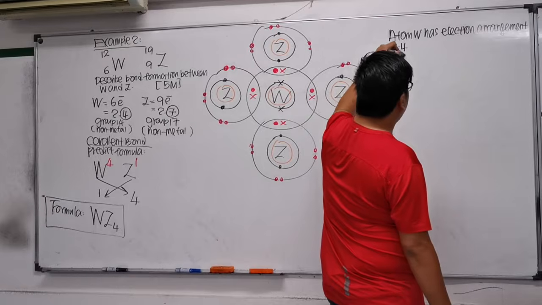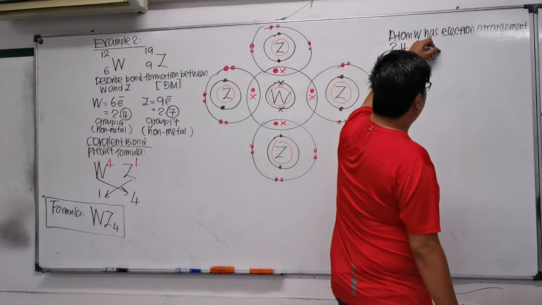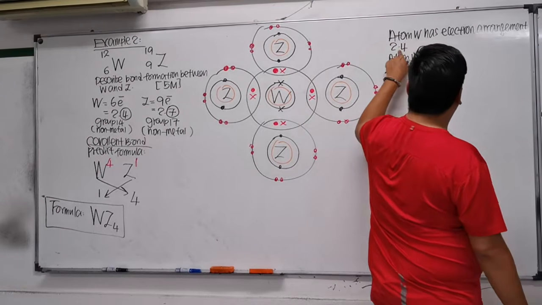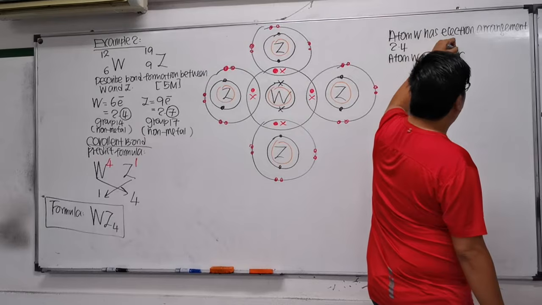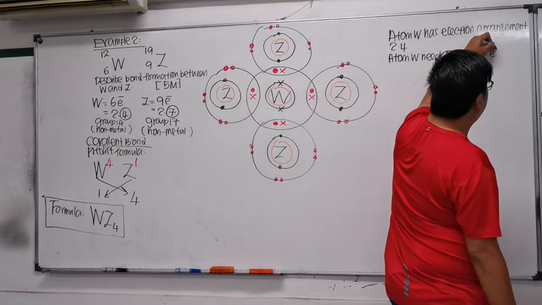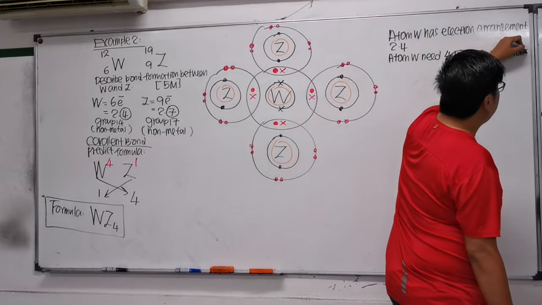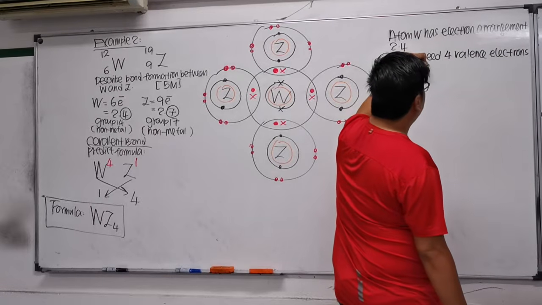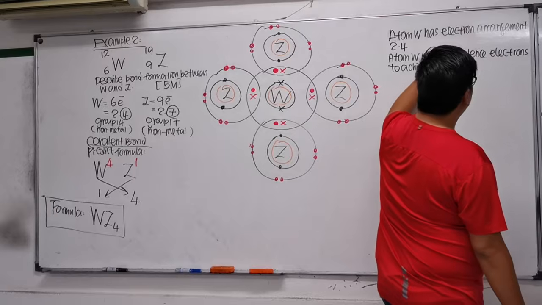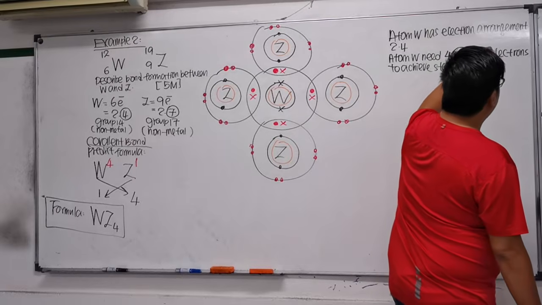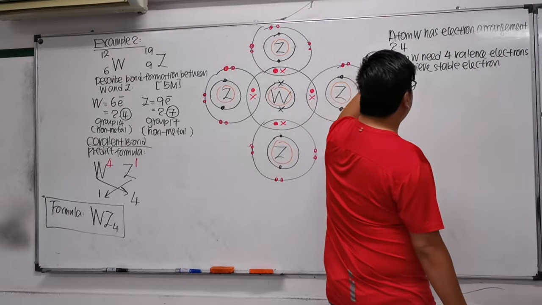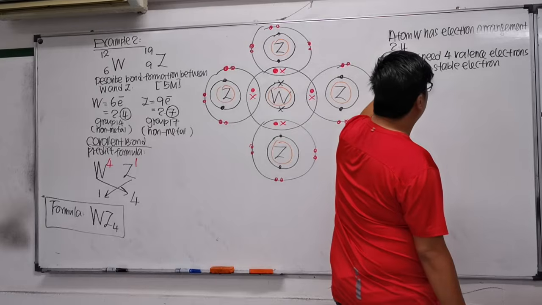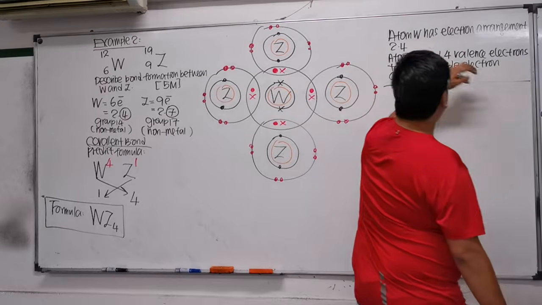My prince actually needs, learn the word need. How much does my prince need? 4. You need 4 more. My prince needs 4 valence electrons. You need the 4 electrons for what? In order to achieve stable electron arrangement. So you need 4 electrons to achieve stable electron arrangement. Okay, end of story. That's all for W.